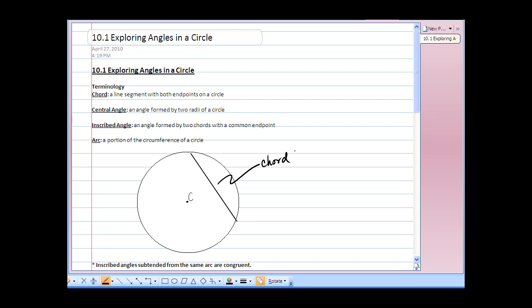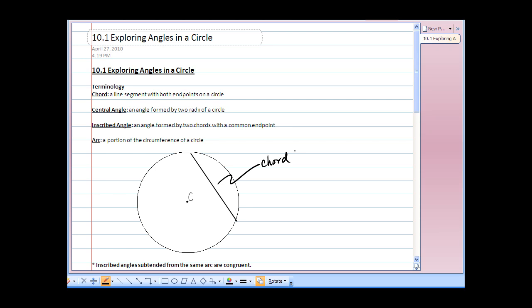And based on the definition, would a diameter be considered a chord if we were to draw that in? Well, when we think about it, if we were to draw in the diameter, does it go from one end of the circle to the other? Yeah, absolutely. It just happens to cross through the center. So a diameter is a chord.